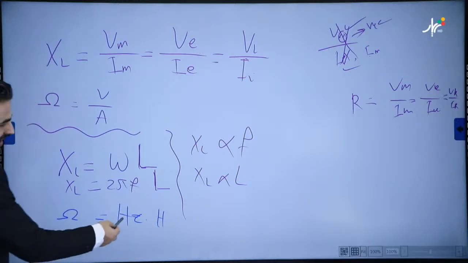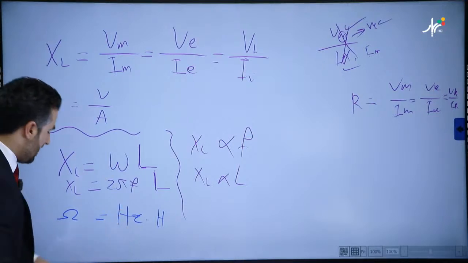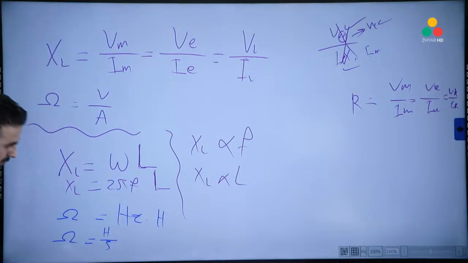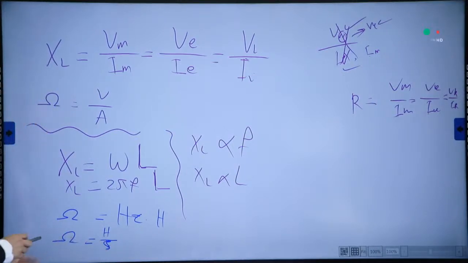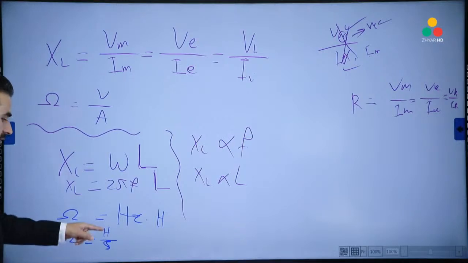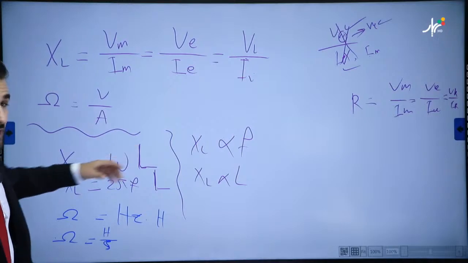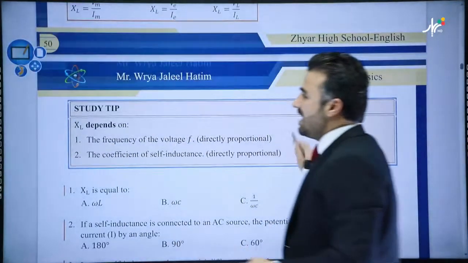Hertz is basically the frequency, which is 1 over second, so I can write this as Henry over second as well. And of course, you can swap this to change their places, then I'll get second equal to Henry over ohm as well. So these are some ways you can manipulate the units, and you can get different units out of this.